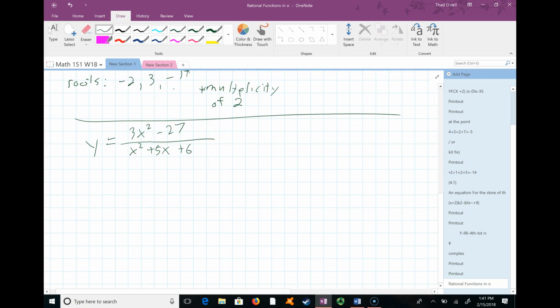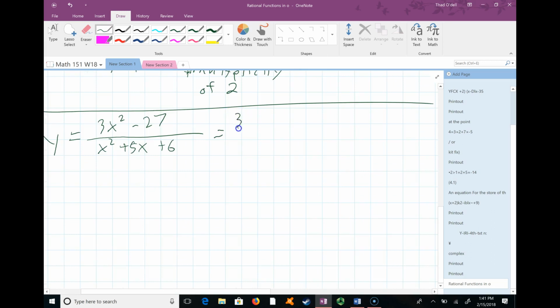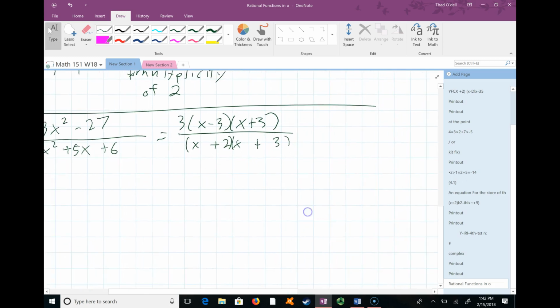Okay, so usually the first thing we're going to want to do is find out the roots of the top and bottom of a rational function. And of course, it's much easier to find roots if it's factored. So the first thing I would do is factor this. And this is going to be 3 times x minus 3 times x plus 3. And down here, we're going to have an x and an x, and that would be 2 and 3 and plus and plus. Okay, so we got it in factor form, and then we ask ourselves, what are the roots?